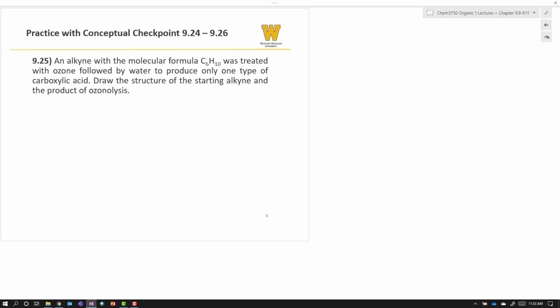Okay, so an alkyne with the molecular formula of C6H10 was treated with ozone followed by water to produce only one type of carboxylic acid. Draw the structure of the starting alkyne and the product of the ozonolysis. Okay, so the key word here is one type of carboxylic acid is forming. So we must be dealing with a symmetrical alkyne.